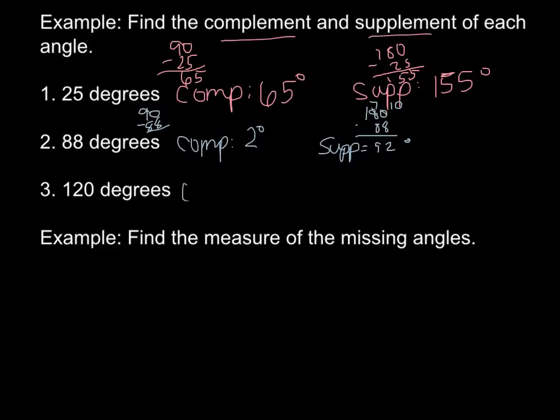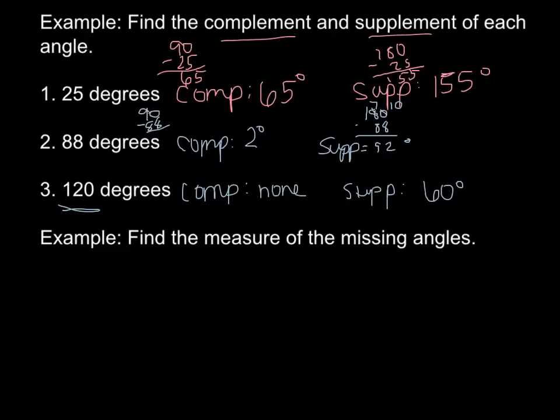So our complement for this one, because it is over 90 degrees, we would just write none. And my supplement would be 60 degrees, because 60 plus 120 equals 180.